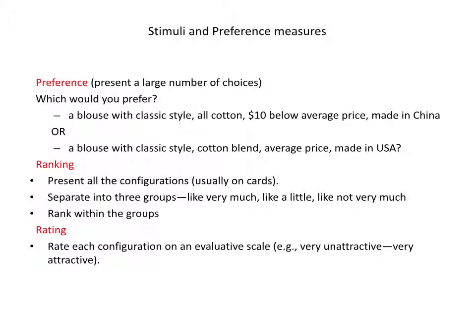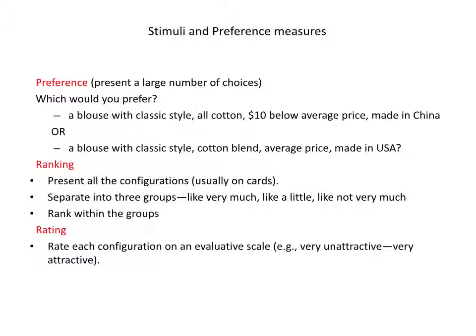So the stimuli that would be presented and the measures that would be taken, and here I'm using preference as the measure. A preference approach would be to present a large number of choices, such as, which would you prefer? A blouse with classic style, all cotton, $10 below the average price, and made in China, or a blouse with classic style, a cotton blend, average price, and made in the USA.